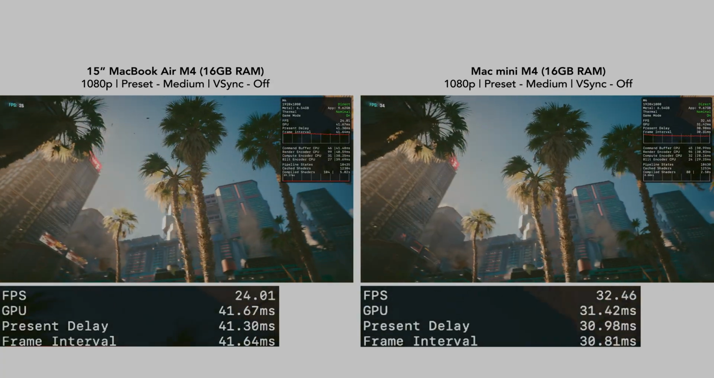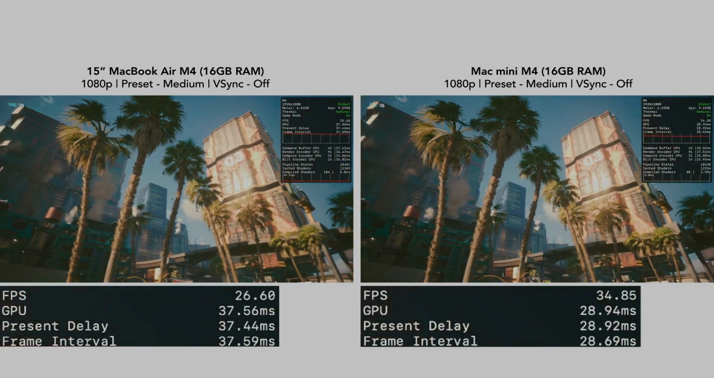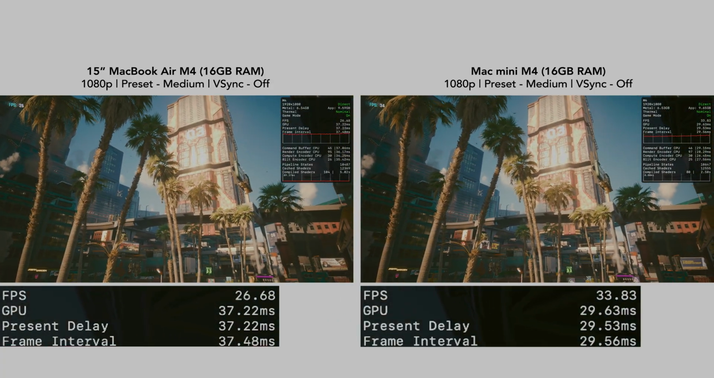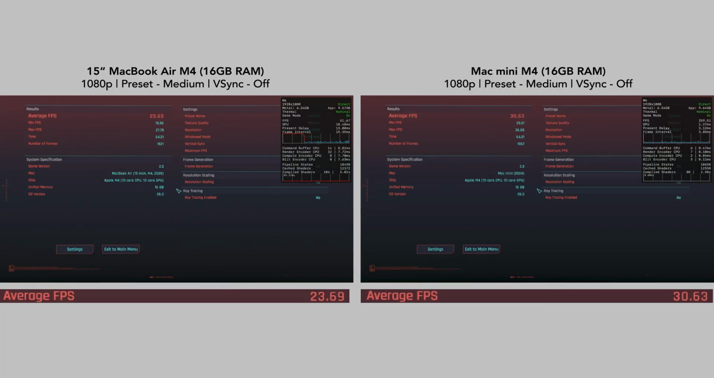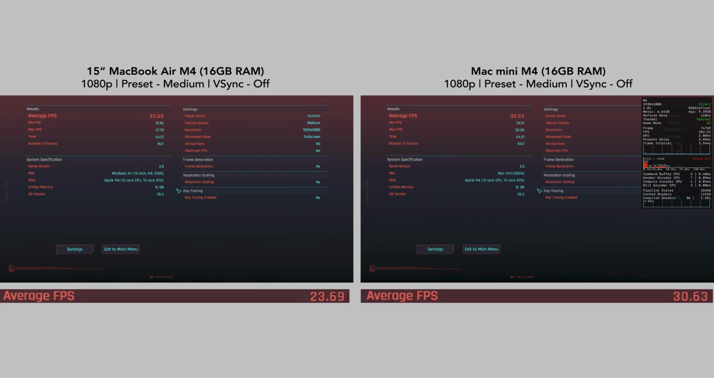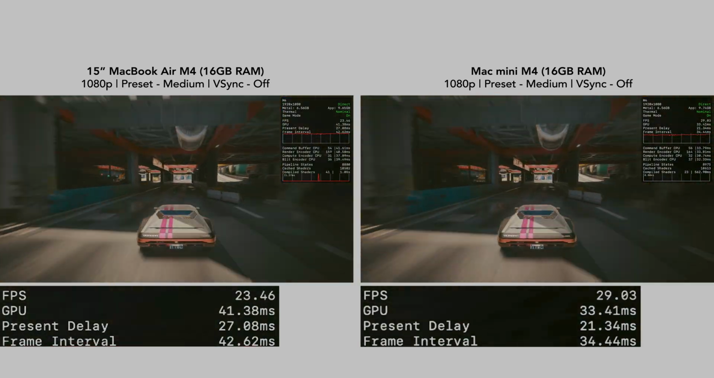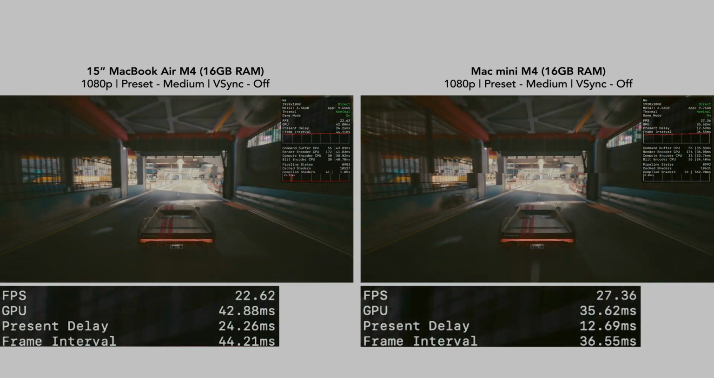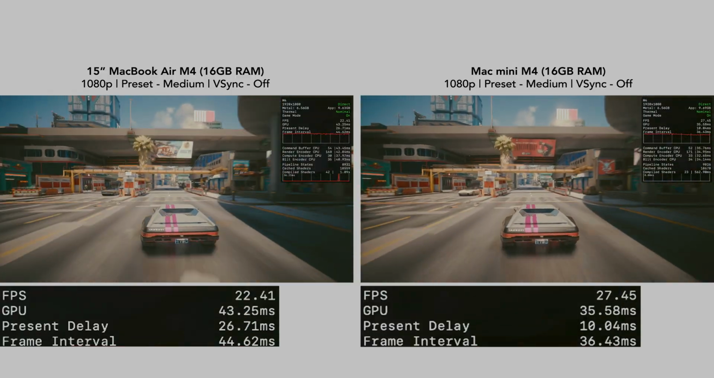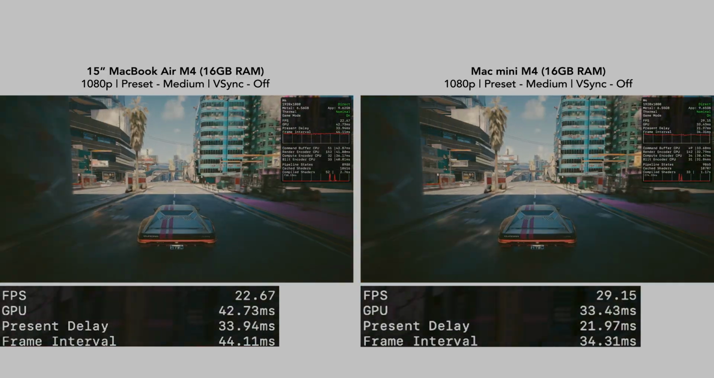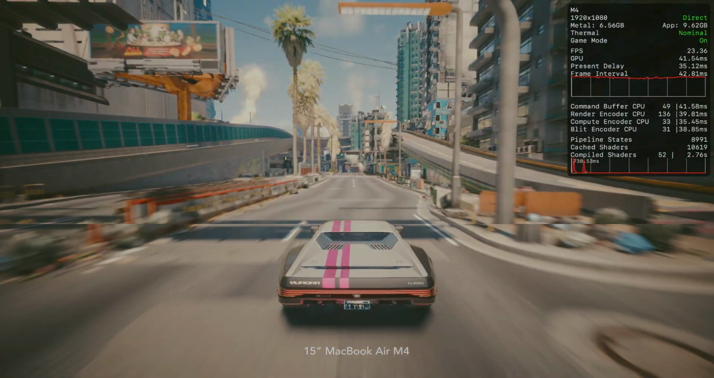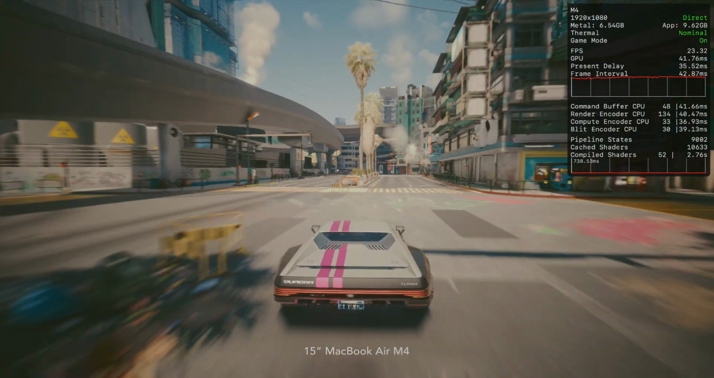So I first tested the game on both machines at 1080p medium. In the benchmark, the MacBook Air is seeing 23.69 FPS, while the Mac Mini is seeing 30.63, so about plus 7 FPS on the Mac Mini. In gameplay, the M4 Mac Mini is typically providing us close to or sometimes a little over 30 FPS in these benchmark environments. The MacBook Air is unable to reach this, obviously.